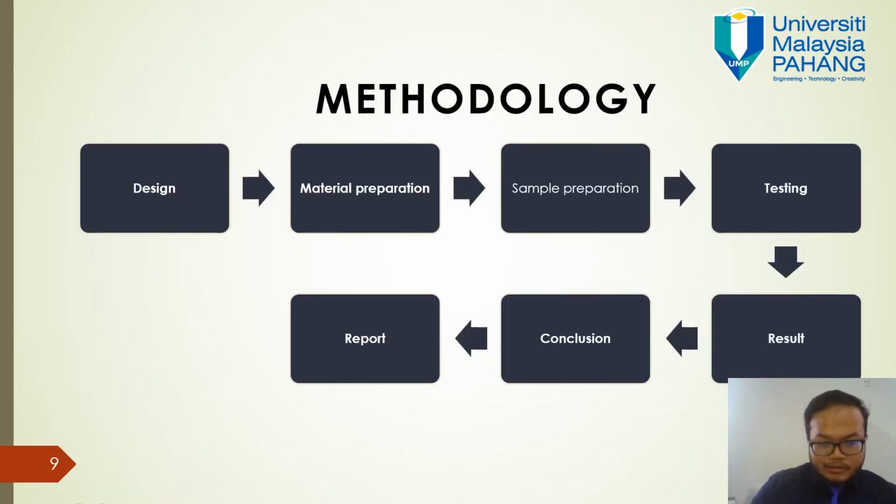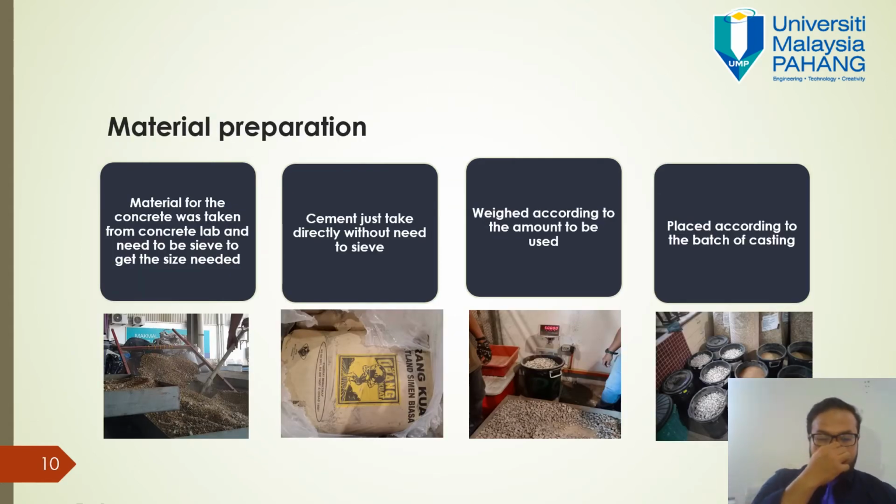So let's go to the methodology. Firstly is design, next is material preparation, then sample preparation, then testing, after that results, then conclusion, and lastly the report. So for the material preparation, the materials for the concrete were taken from the concrete lab and need to be sieved to get the size needed. But for the cement, just take it directly without needing to sieve.